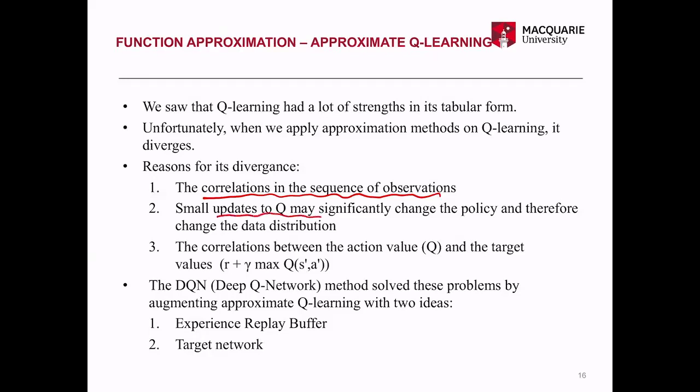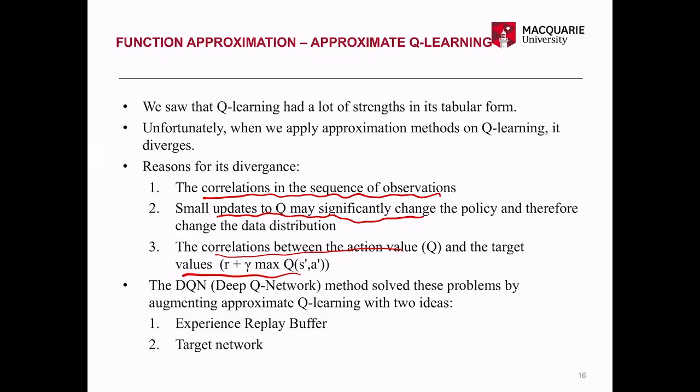Small updates to Q may significantly change the policy and therefore change the data distribution, one of the problems of function approximators in general. And also another correlation, the correlation between the action values and the target values. All these correlations and problems can snowball into a diverging, or at least an unstable, agent. It may converge from time to time, but the problem is that there is no guarantee for that.